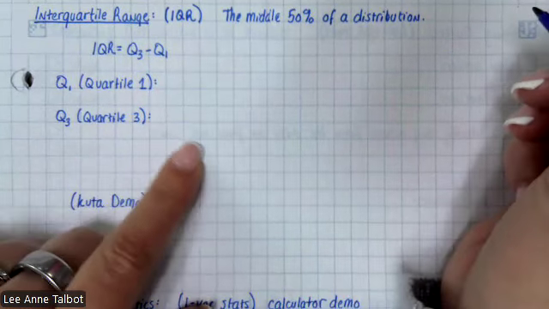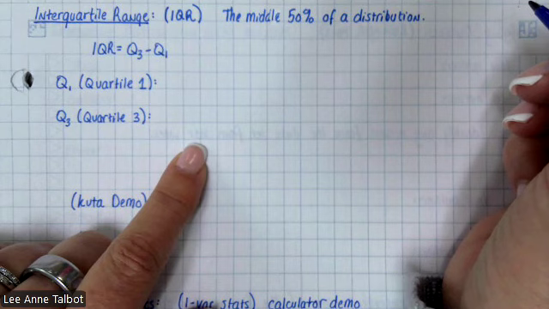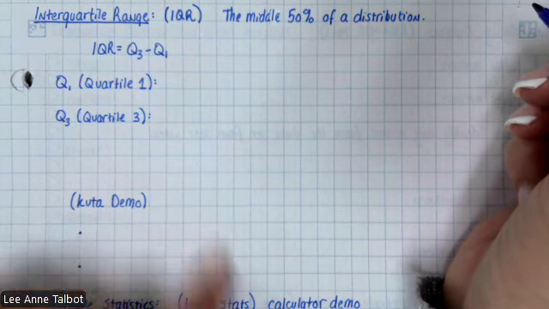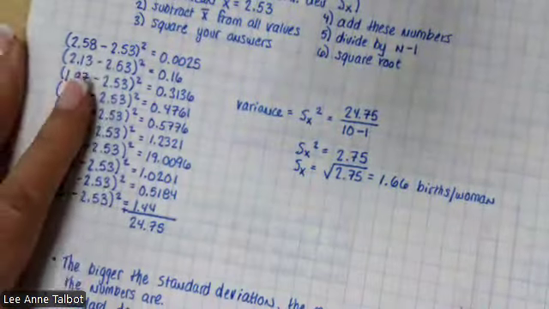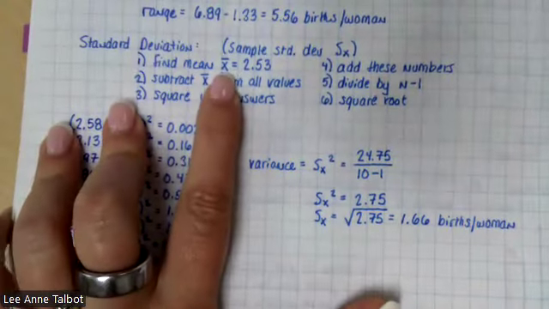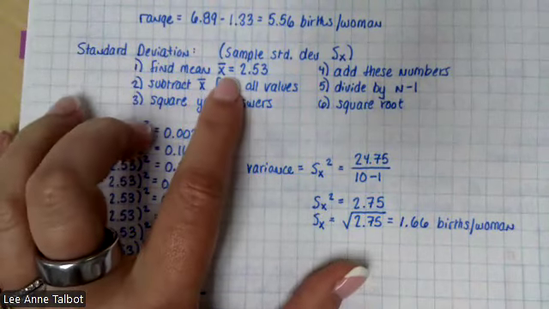And this is the measure of spread that goes with the center of median. So I don't know if you noticed, hopefully you noticed that in the standard deviation calculations, we use the mean. So standard deviation and the mean go together.